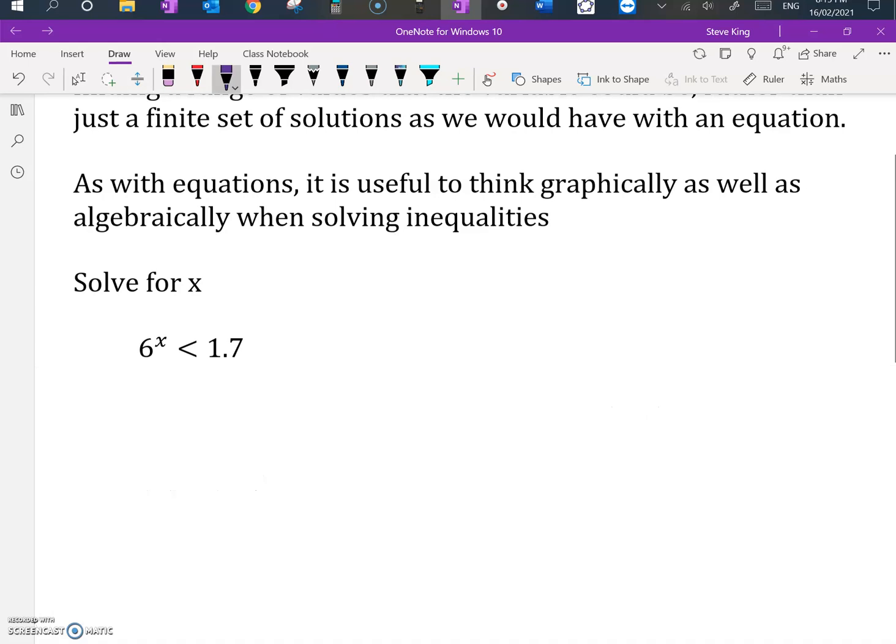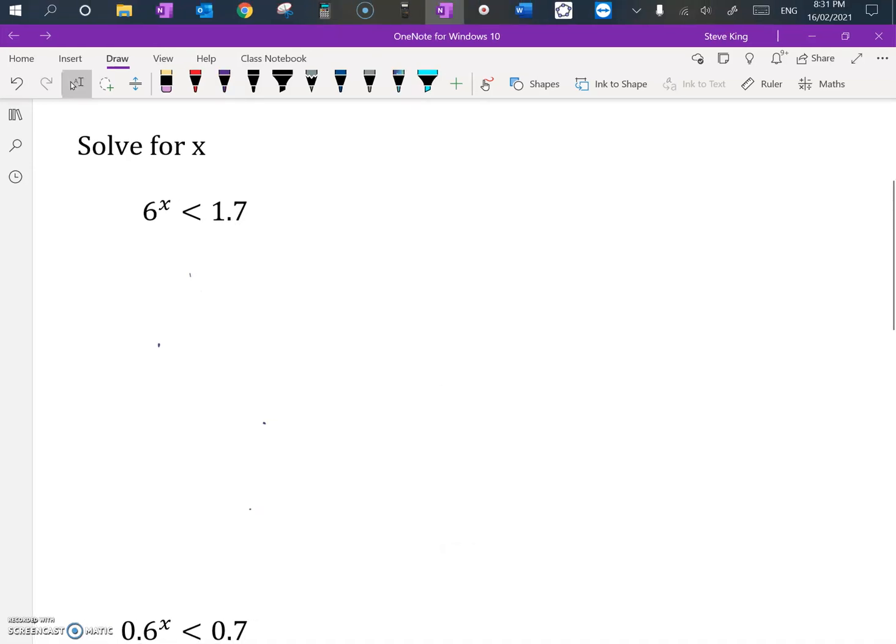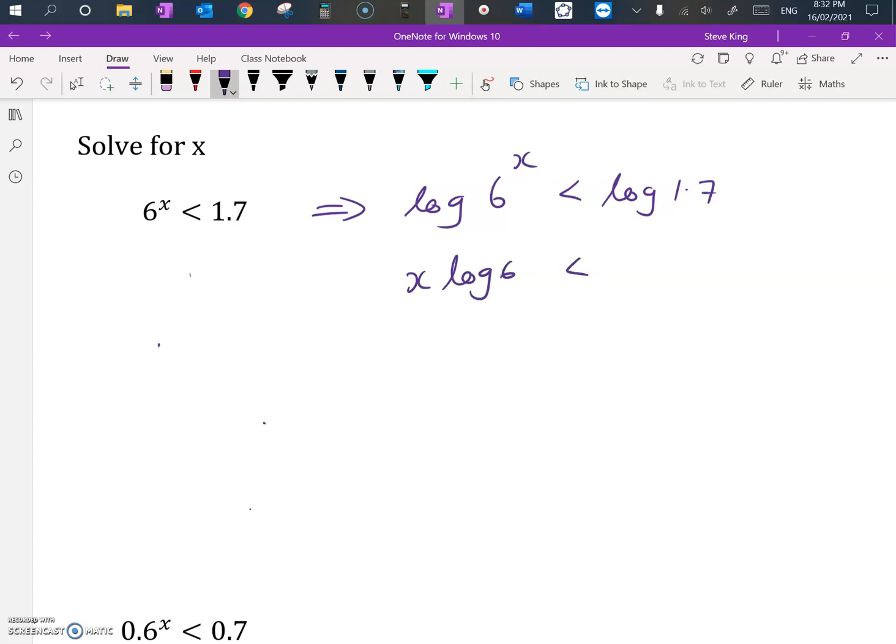So if we take something simple as this, 6 to the x must be less than or equal to 1.7. I can't just figure out in my head what the power is going to be. So what I need to do is take the log of both sides. So I can go, the log of 6 to the x is less than the log of 1.7. And if I use my laws of logs, I know that this is going to be x log 6 is less than the log of 1.7.